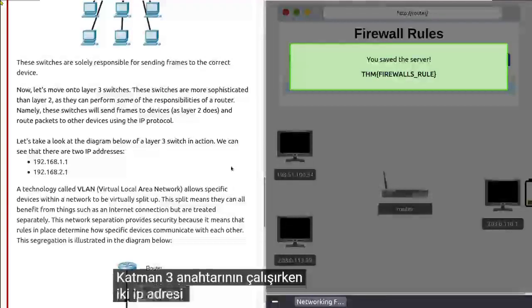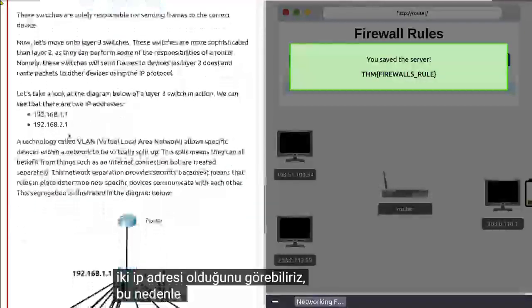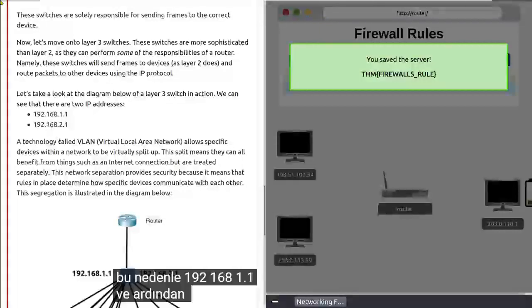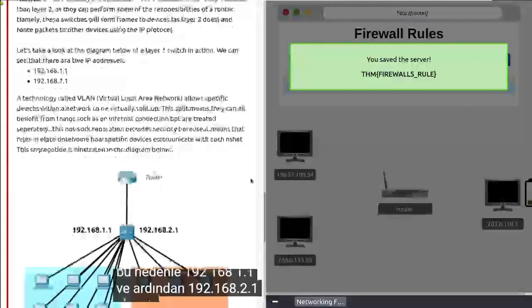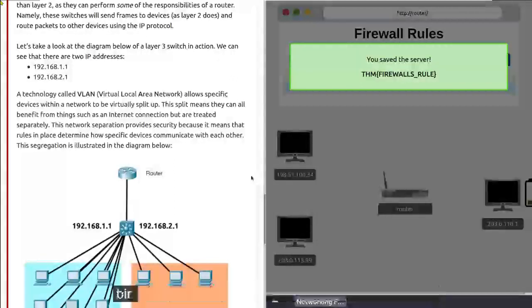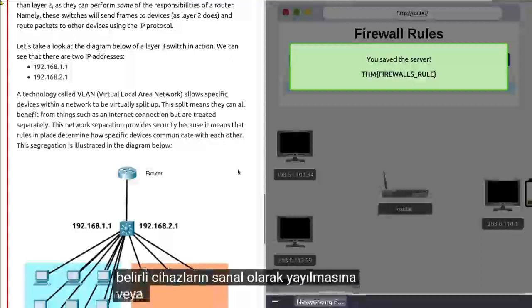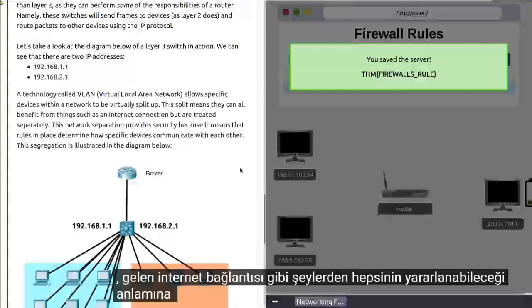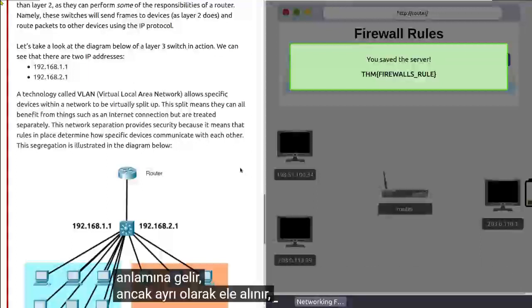We can see that there are two IP addresses. So we have 192.168.1.1 and then 192.168.2.1. A technology called VLAN, or Virtual Local Area Network, allows specific devices within a network to be virtually split up. This split means they can all benefit from things such as the internet connection that comes in, but are treated separately.